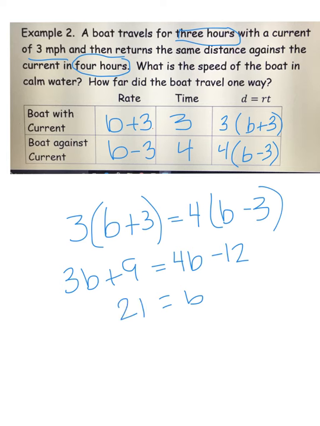21. That means that the boat is traveling at 21 miles per hour in calm water. How far did the boat travel one way? What is the distance? Well, we just plug B in. So 3 times 21 plus 3, which is 3 times 24, or 72 miles. So the boat traveled 72 miles one way.